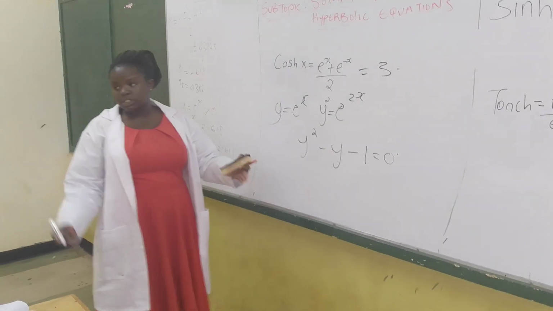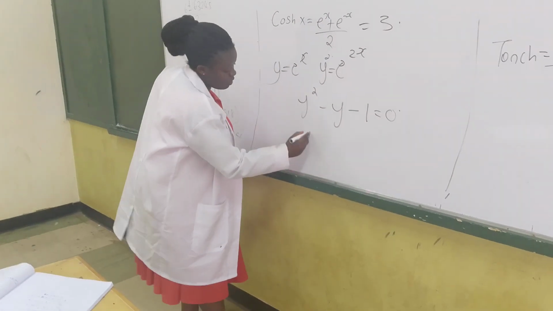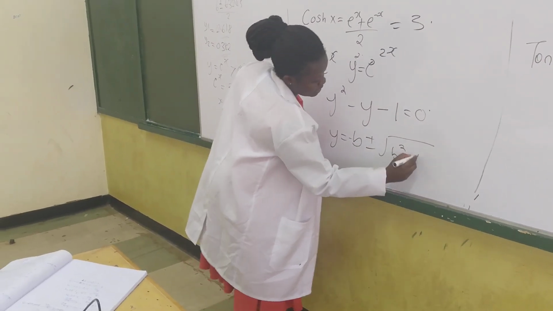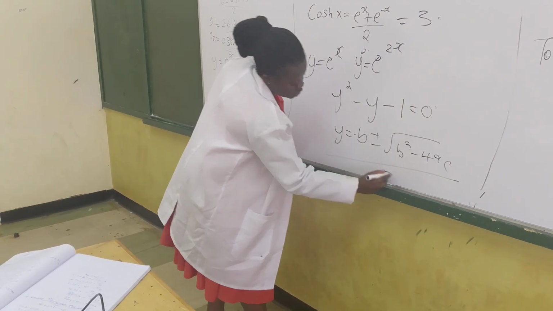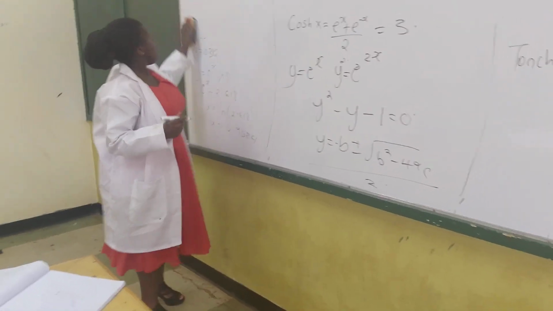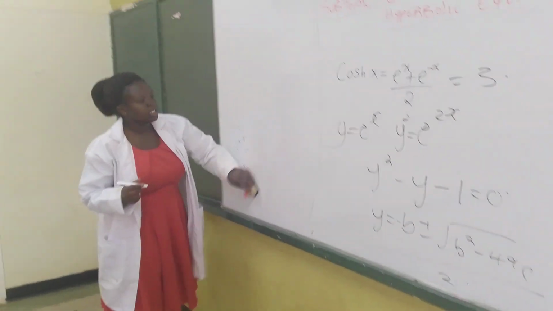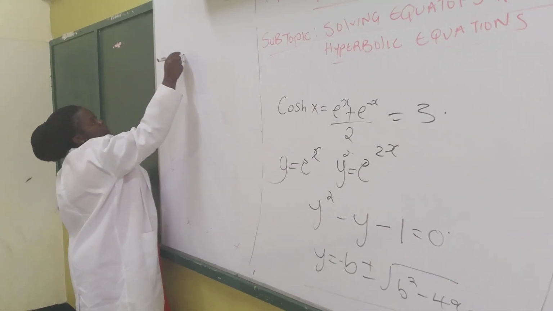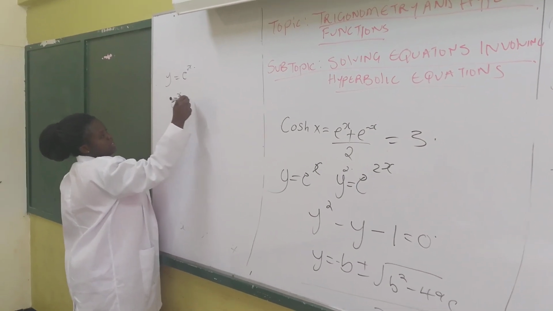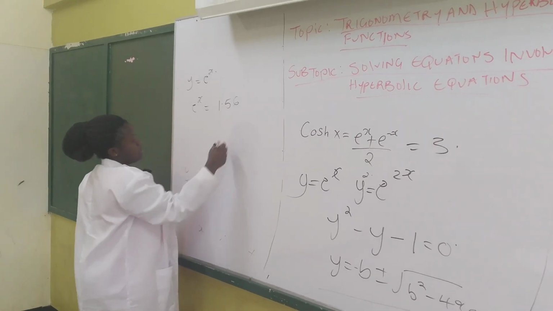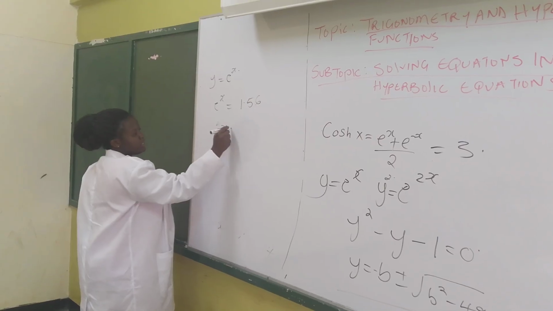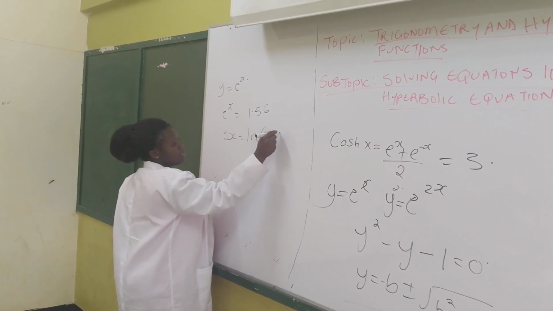And this can be solved using the quadratic formula. We know our quadratic formula: y equals minus b plus or minus square root of b squared minus 4ac, over 2. So this is going to give you your value of y. And we know our y is exponential of x. So that value, exponential of x, maybe you can get is 1.56. So you take the natural log on both sides, and your value of x is equal to log of 1.56.